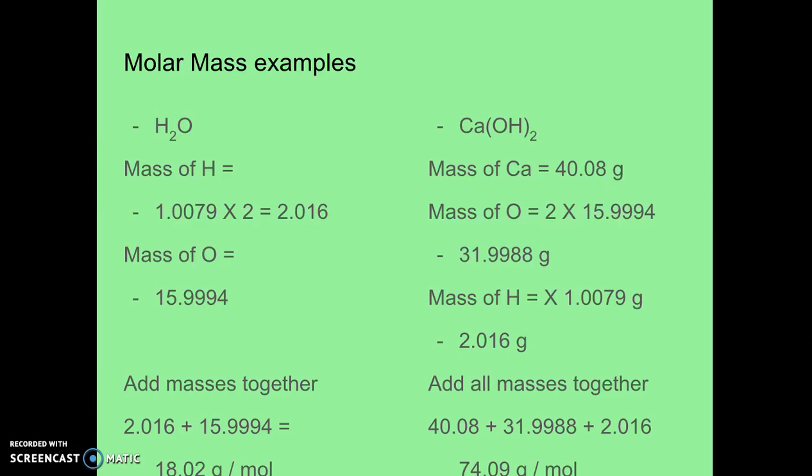This is relating chemical formulas and chemical reactions to actual masses that we can work with. This is now getting us to something that I can put on a scale and work with.